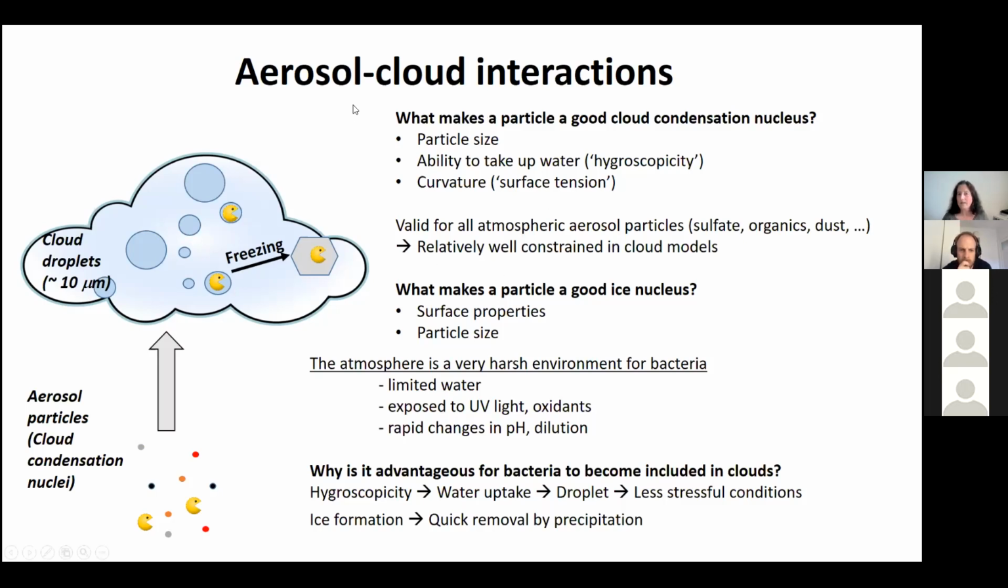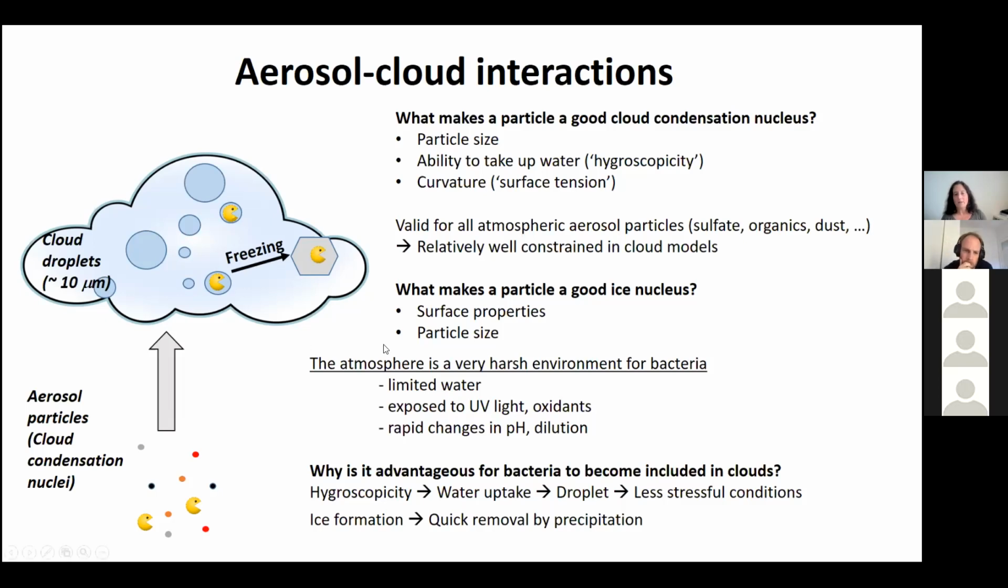So what makes a particle a good cloud condensation nuclei? It's particle size. They have to be able to take up water, and to some extent also the curvature of the particle, which is related to the surface tension. So we have a fairly good handle on that. If we know the composition of a particle, we can basically say whether it is a good CCN or not. What makes a particle a good ice nucleus? Well, it has something to do with the particle surface, and to a smaller extent, the particle size.